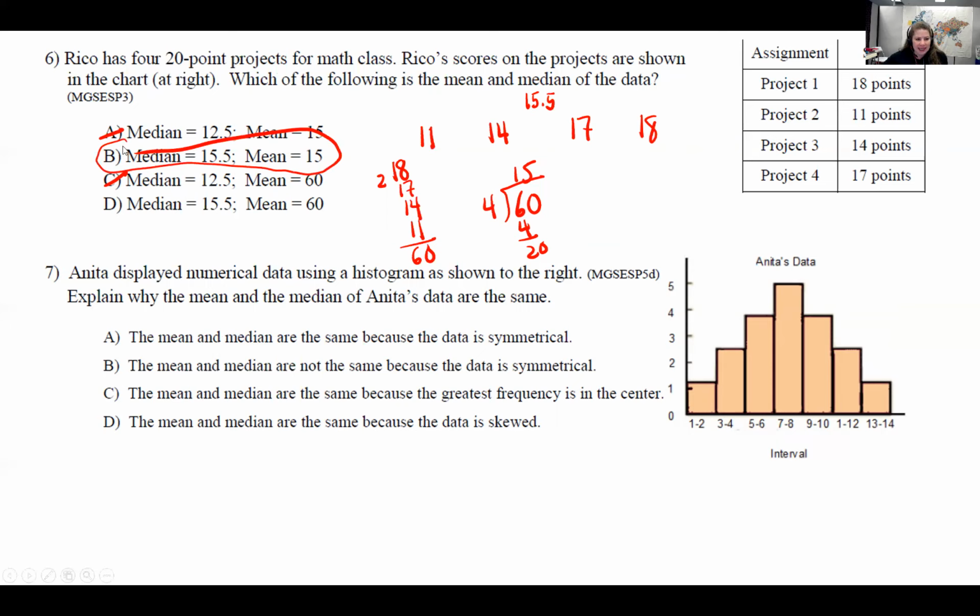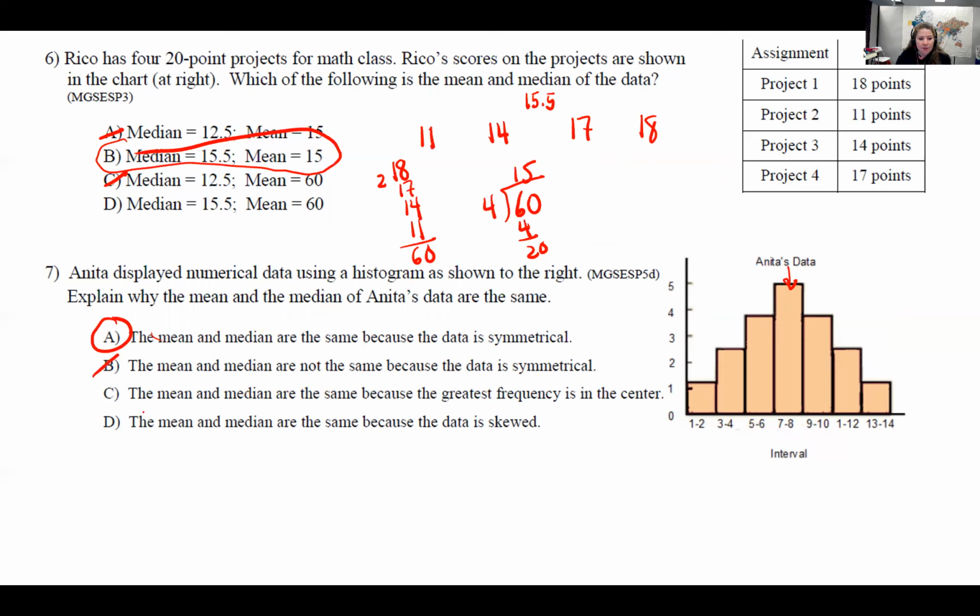Number 7, Anita's data is displayed numerical data using a histogram as shown at the right. Explain why the mean and the median of Anita's data are the same. Well, this is a very symmetrical histogram, right? Which means this represents half of our data. So half of our data is 7 or 8, so it'd be 7.5. And then since this is symmetrical, it also means the median is going to match the mean. It says the mean and median are the same because the data is symmetrical.